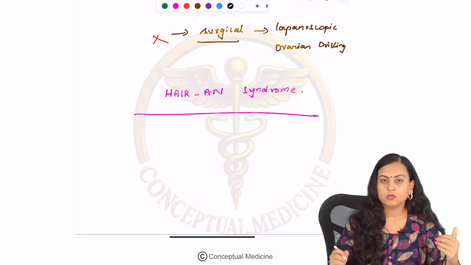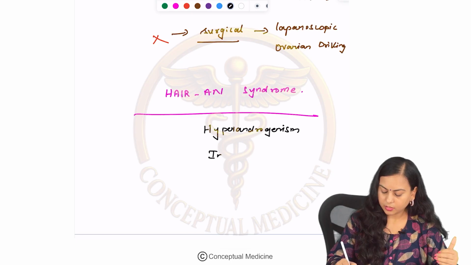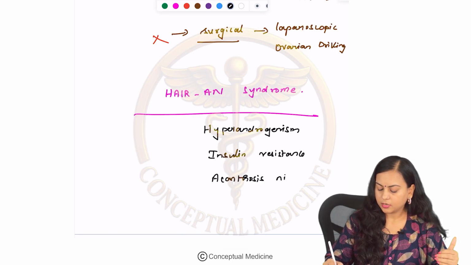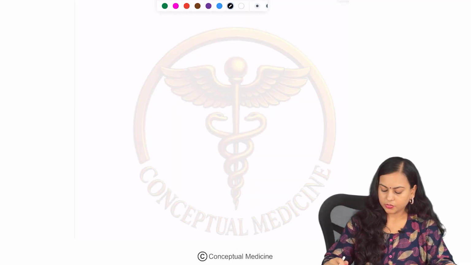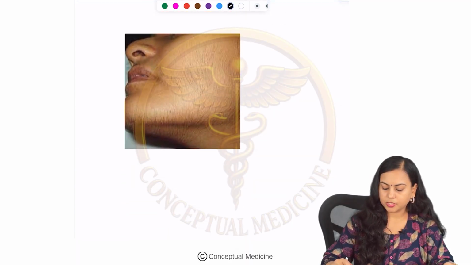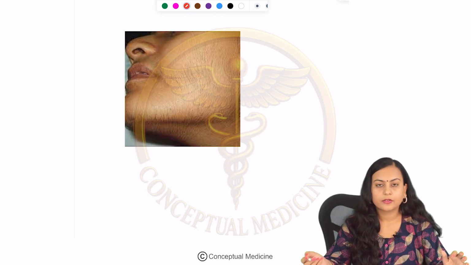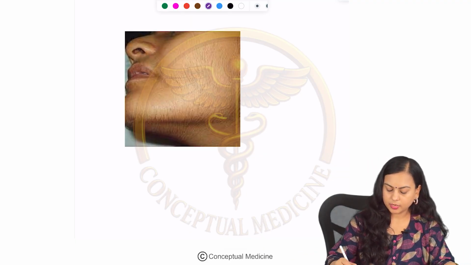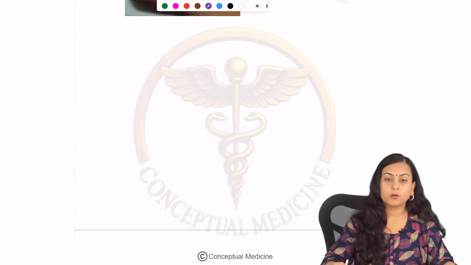Okay, so the components are hyperandrogenism, insulin resistance, and acanthosis nigricans. Okay, all these features are seen in PCOD also. Okay, so yeah, now in this patient, what are you able to see? You are able to see excessive hair growth in this female, right? So that is going to be hirsutism, right? Now let us discuss what is hirsutism.